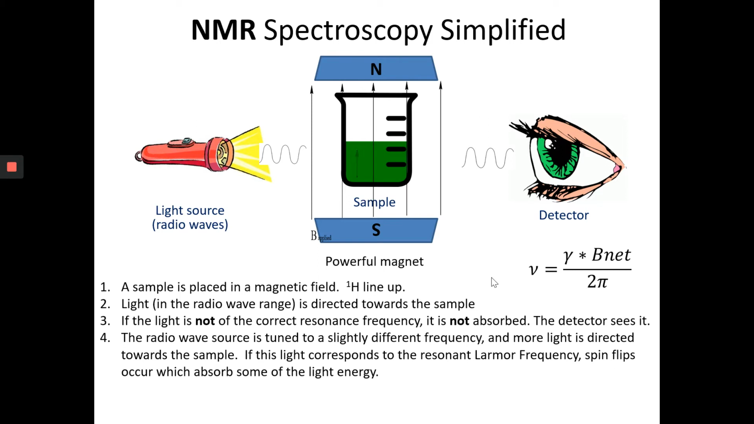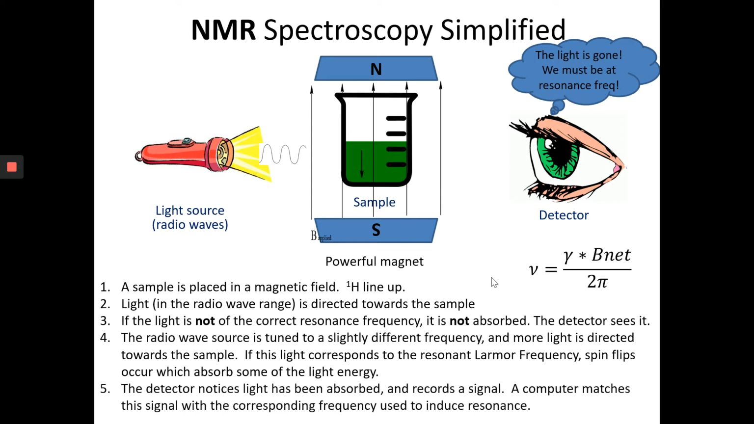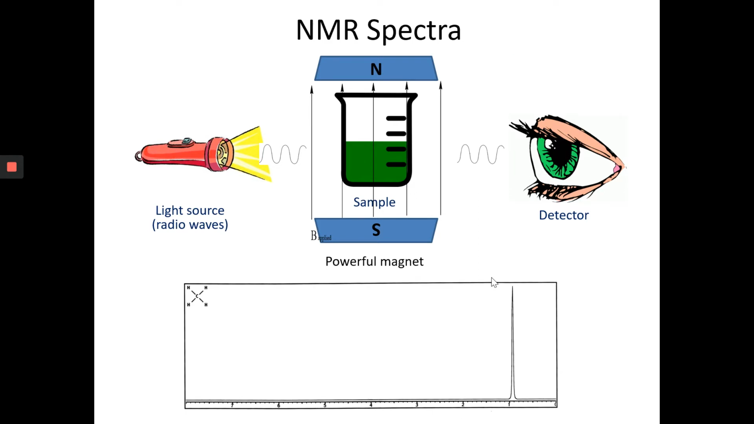Do you see it? When that happens, of course, it's going to absorb some of the light. And when it absorbs some of that light, the detector's like, hey, we're on resonance. And it will record that particular frequency, right? The computer will match all those things up. And this is an example of a really, really simple NMR spectra. So today we're going to talk more about how to read these NMR spectra, both the simple ones and ones that are a little bit more complicated.